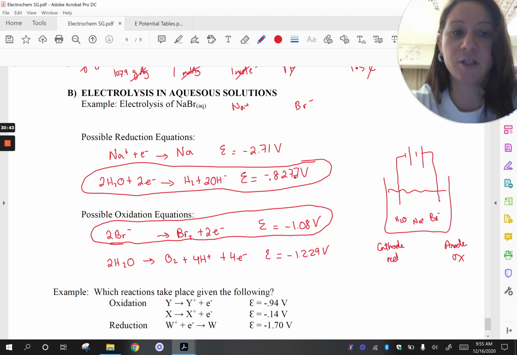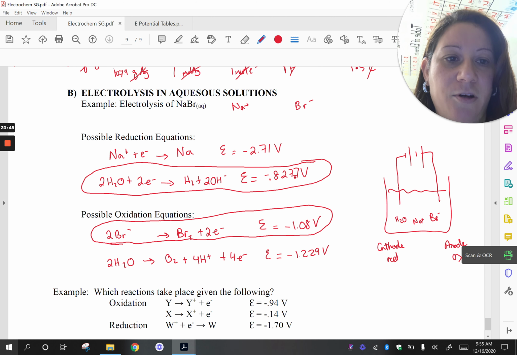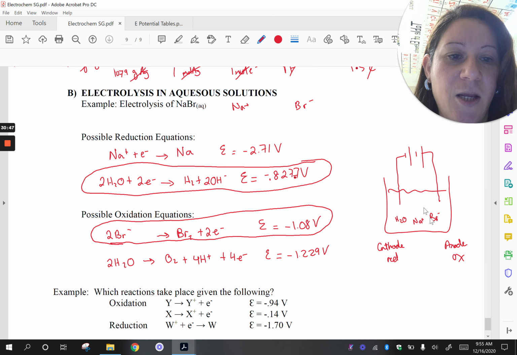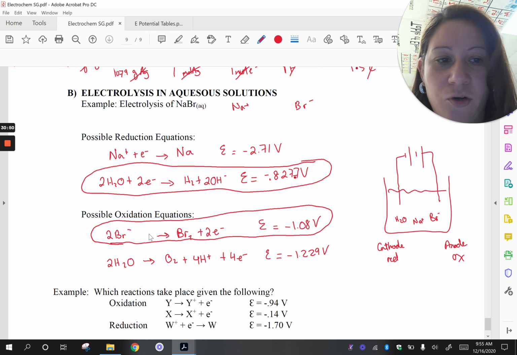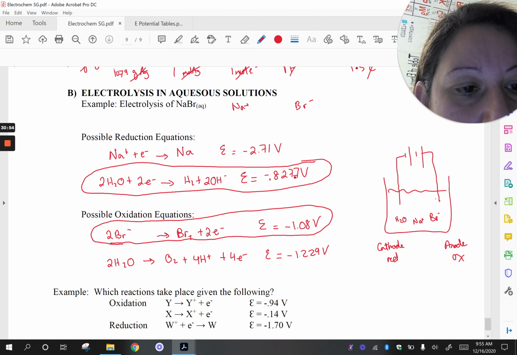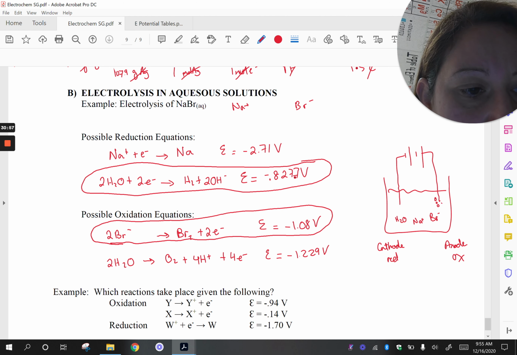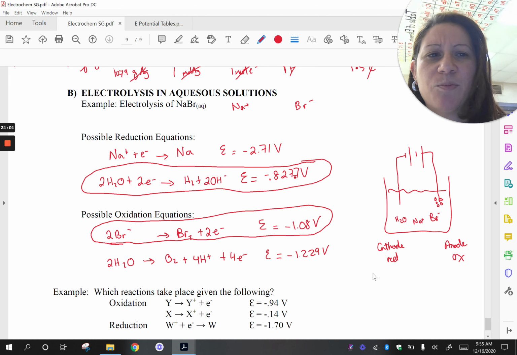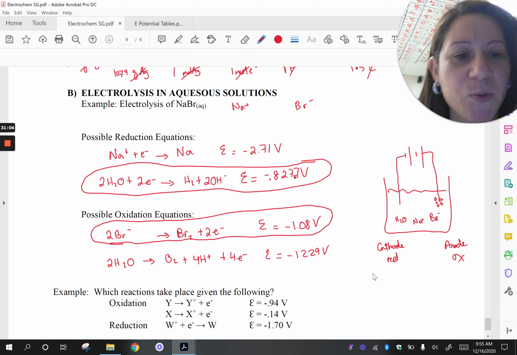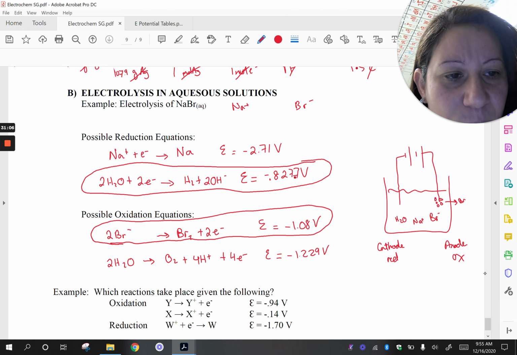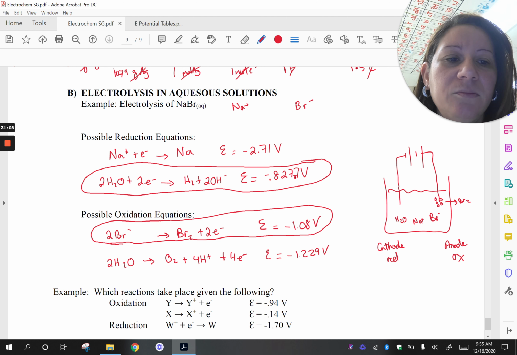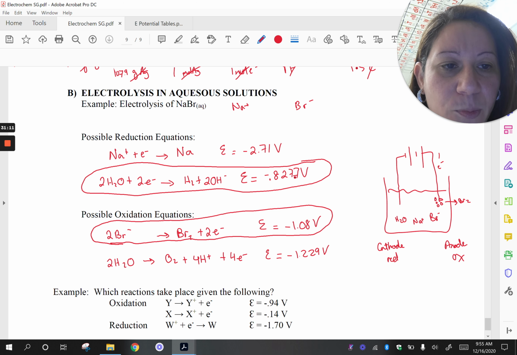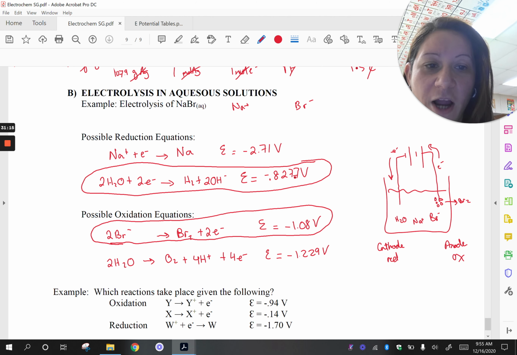And so let's look at our cell here. At the anode, where the oxidation occurs, the bromide ions are going to turn into bromine. And so bromine will bubble here, depending on how warm it is. Bromine is a liquid at room temperature, but it easily vaporizes. So you might see bubbles of bromine gas, or you might see bromine liquid going in here. So it's going to turn into bromine, and then the electrons will flow through the wire.